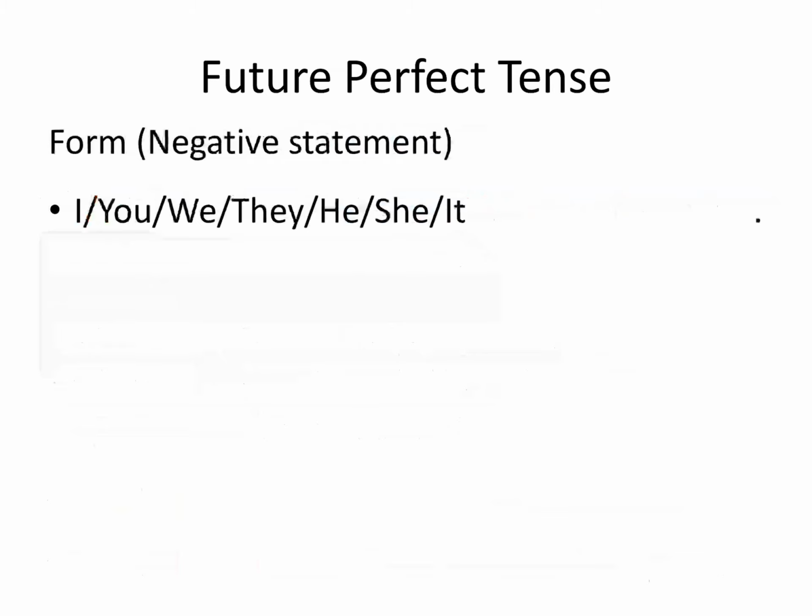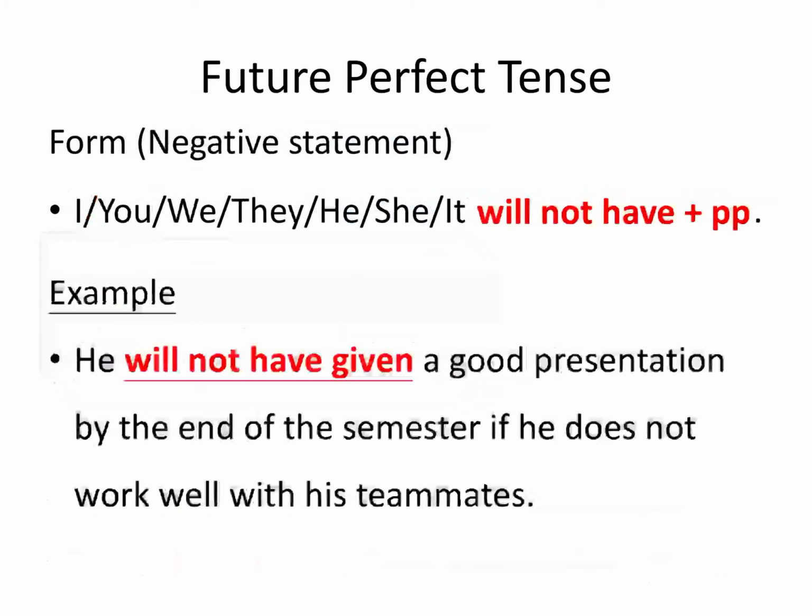Negative statements also follow the same pattern. We just need to add not after the first part of the verb will, such that the whole verb is will not have plus pp, a total of 4 parts. Again, because it is after the word will, it must be have, not has nor had in a future perfect verb, no matter what subject it is. Example, he will not have given a good presentation by the end of the semester if he does not work well with his teammates.